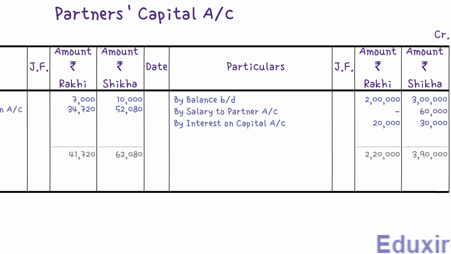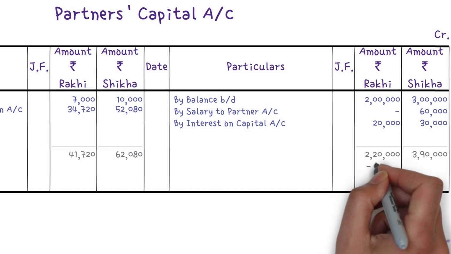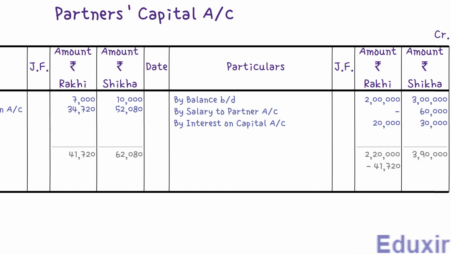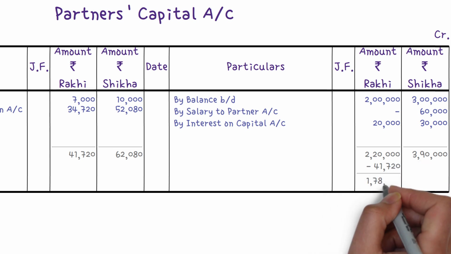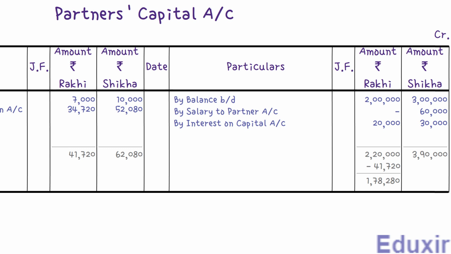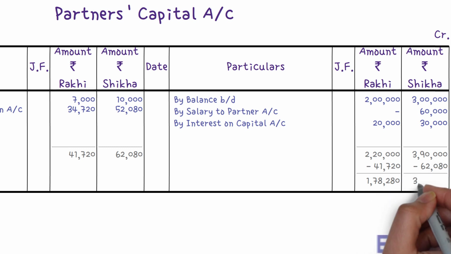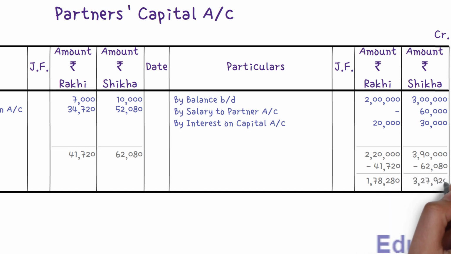From the total on the credit side for the partner Rakhi, which is 2,20,000 rupees, if you subtract the total on the debit side, which is 41,720 rupees, we get 1,78,280 rupees. Similarly, from the total on the credit side for the partner Shikha, which is 3,90,000 rupees, if we subtract the total on the debit side, which is 62,080 rupees, we get 3,27,920 rupees. These are the credit balances of the individual partners and should be written on the debit side.